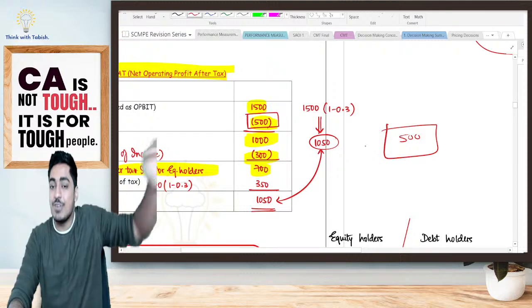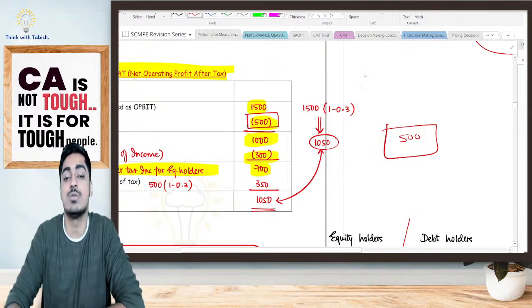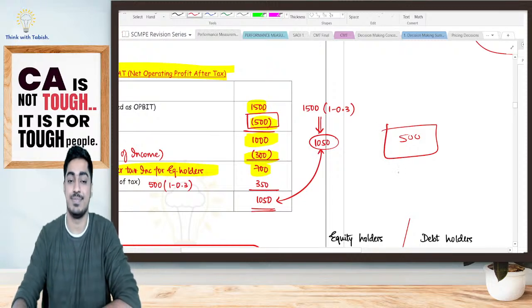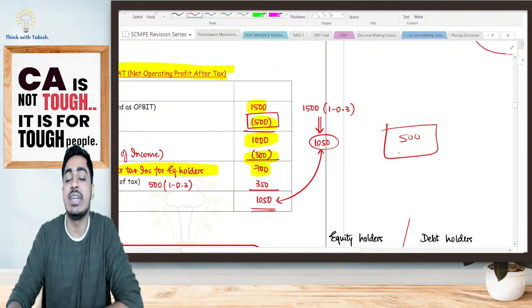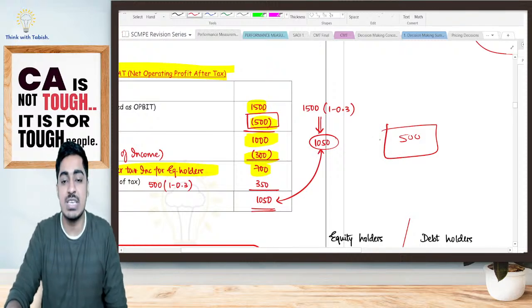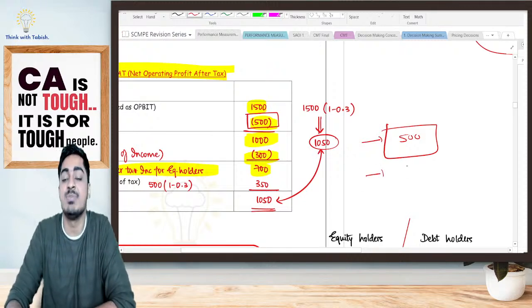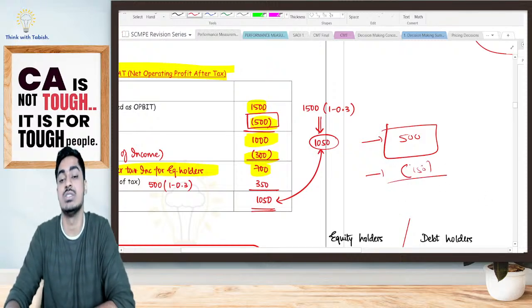500 is the gross amount I have paid to them. However, because in my books of accounts it is an expense, I will be getting a tax benefit. So because I am getting a tax benefit, what is the net cost, students? 500 rupees I have given to them. But assume a 30% tax benefit I am getting. So 500 into 30%, 150 rupees. That means what is the net cost I am incurring, students? Only 350 rupees is the net cost.